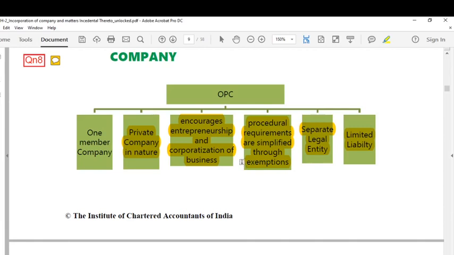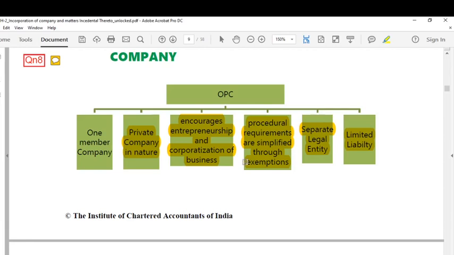OPC means a one member company and it has the nature of a private company, and it encourages entrepreneurship and corporatization of business, isn't it? The procedural requirements are simplified through various exemptions, and it is a separate legal entity, and the limited liability provision is also extended to OPC like that of a private company and a public company. So this is the small introduction.